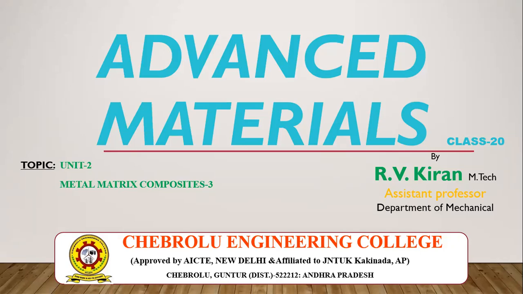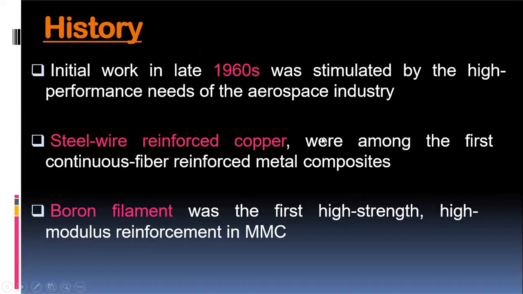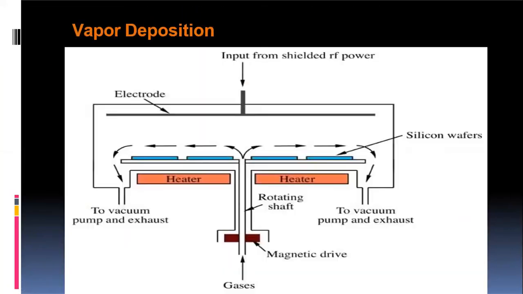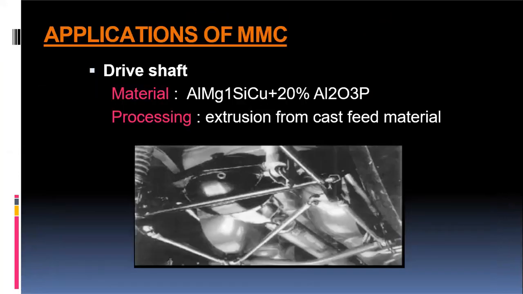This is my 20th class regarding the subject advanced materials. In the earlier class, we discussed the different methods of manufacturing metal matrix composites. We have seen different methods, that is solid state, semi solid state, liquid state and in situ methods. So first of all, we are going to see the applications of metal matrix composites.